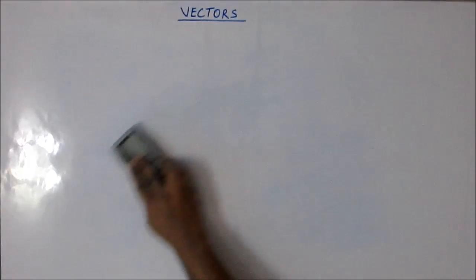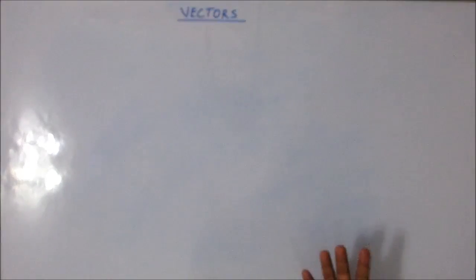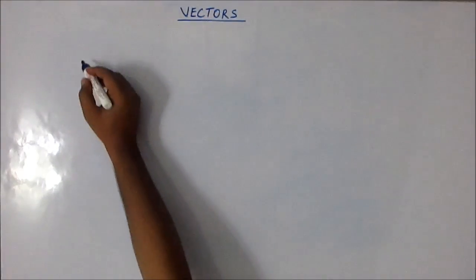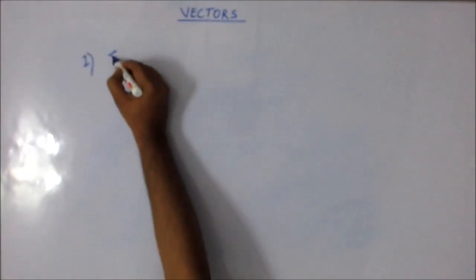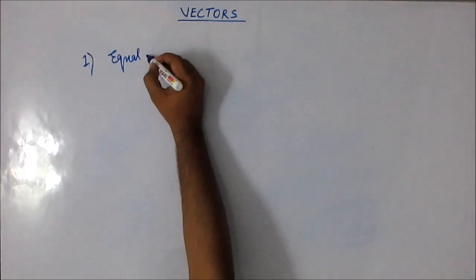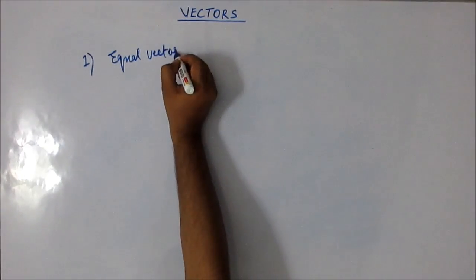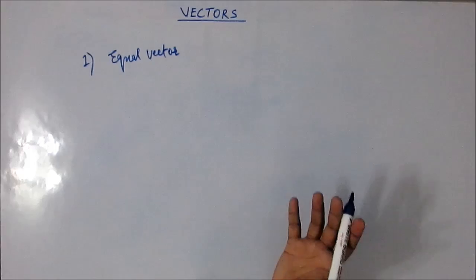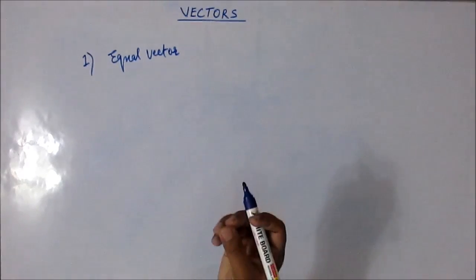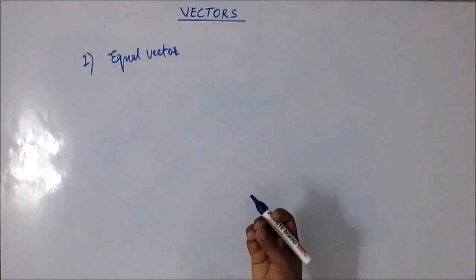Okay, now let's quickly run through certain types of vectors. The first kind of vector would be equal vectors. Now this should be very easy for you because we already had the discussion. Vectors are equal when the magnitude, the unit and the direction, all three, are the same.